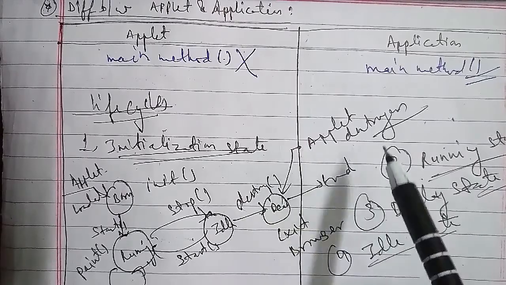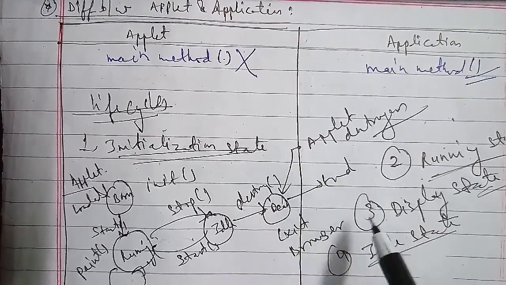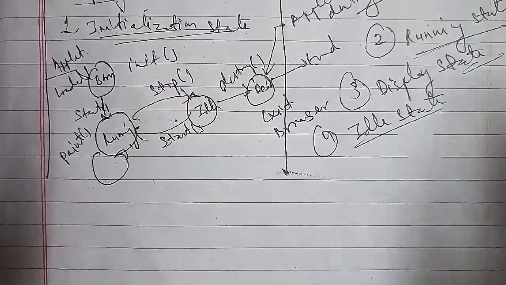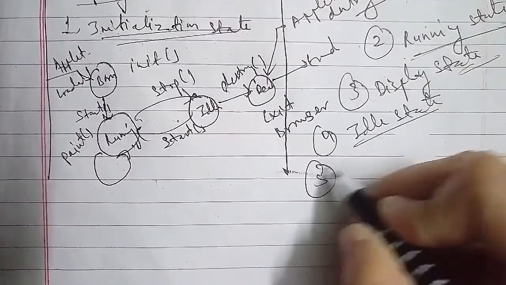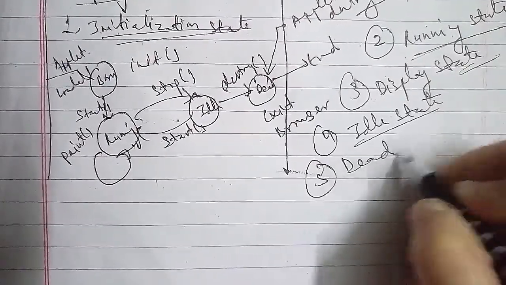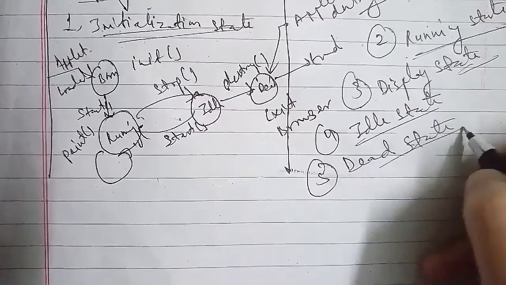In the dead state, that is when an applet is set to be dead, it is removed from memory, and the method destroy is invoked when we want to terminate the applet completely and remove it from memory. Then we'll go ahead with the detail that is in the dead state here.